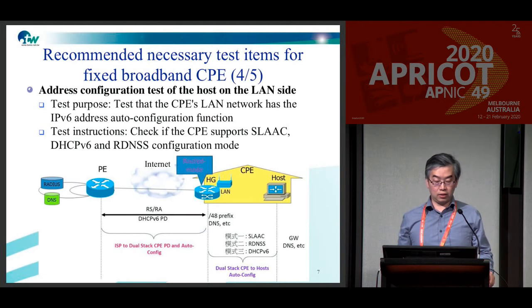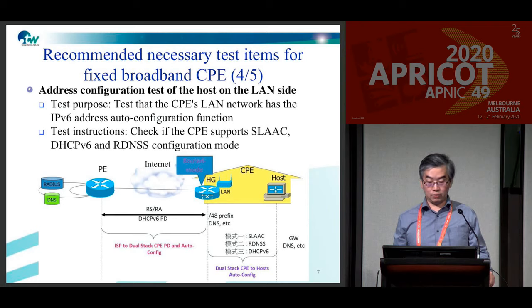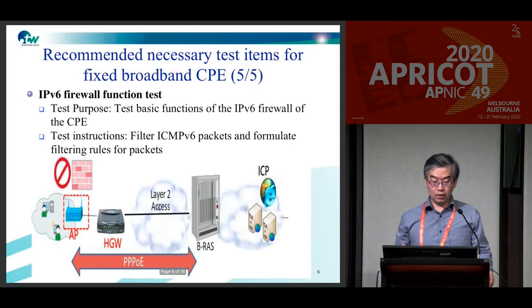The fourth test item is the address configuration test of the host on the LAN side. We test whether the CPE LAN network has the IPv6 address auto configuration functions. Check if the CPE supports SLAAC, DHCPv6, and the RDNSS configuration mode. The fifth necessary test item is the IPv6 firewall function. We test the basic function of the IPv6 firewall of the CPE. It needs the ability to filter ICMPv6 packets and formulate the filtering rule for packets.